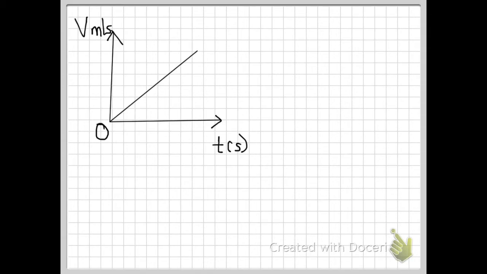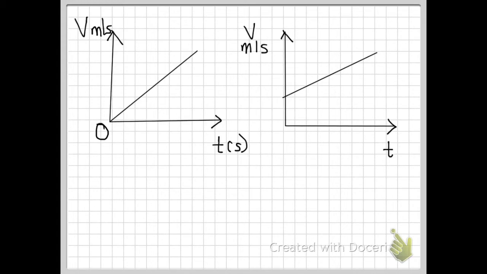We can also have this, where it doesn't start from rest. So we get an initial velocity that isn't 0. So I'm just going to label my axis again. Seconds. So those are the two scenarios we usually get.